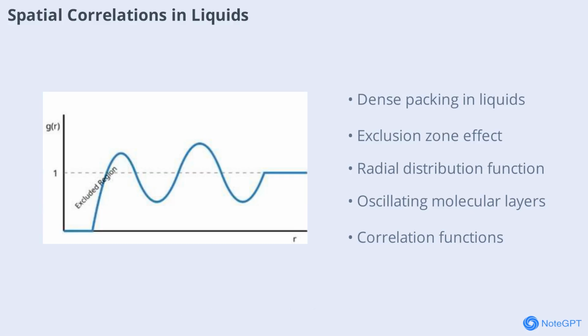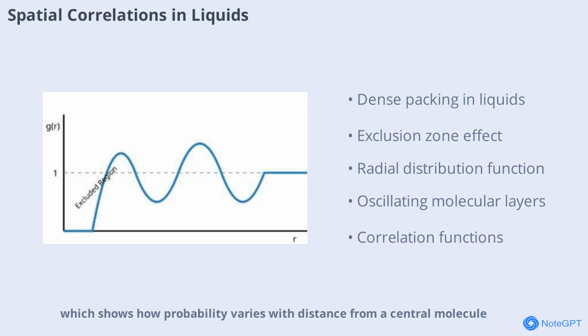This structure is visualized using the radial distribution function, which shows how probability varies with distance from a central molecule. The first peak represents close neighbors, and further out, oscillations indicate layered molecular arrangements that eventually stabilize. These correlations are key to understanding liquid behavior and are mathematically described by functions like g(r) and S(q), linking spatial structure to scattering patterns.